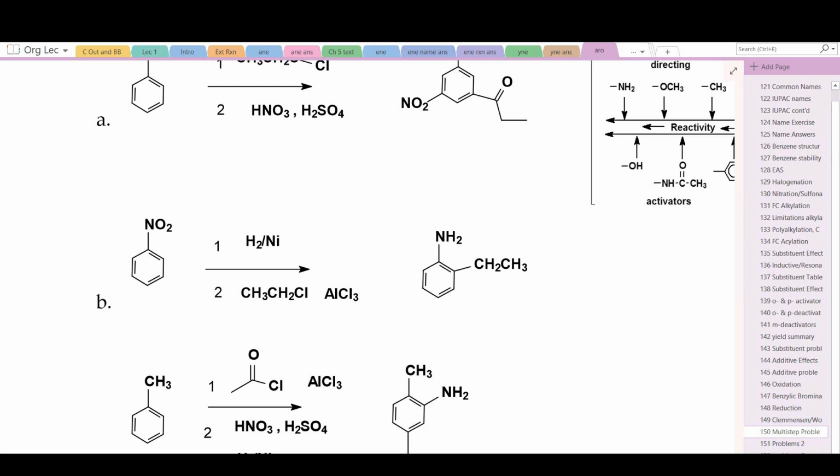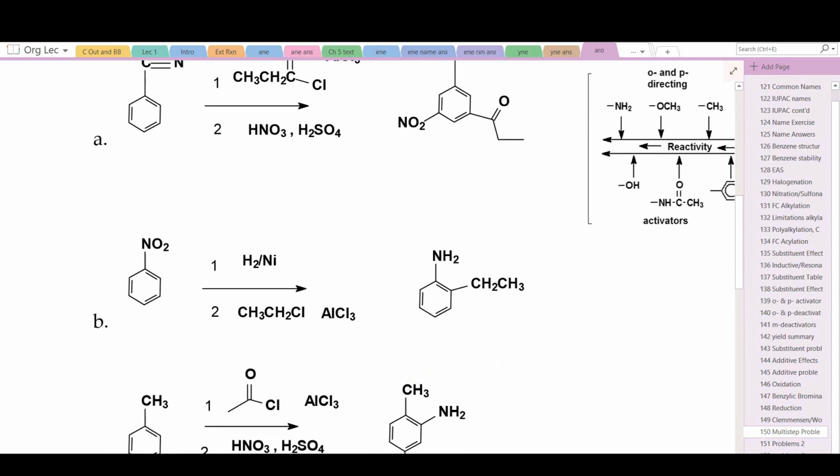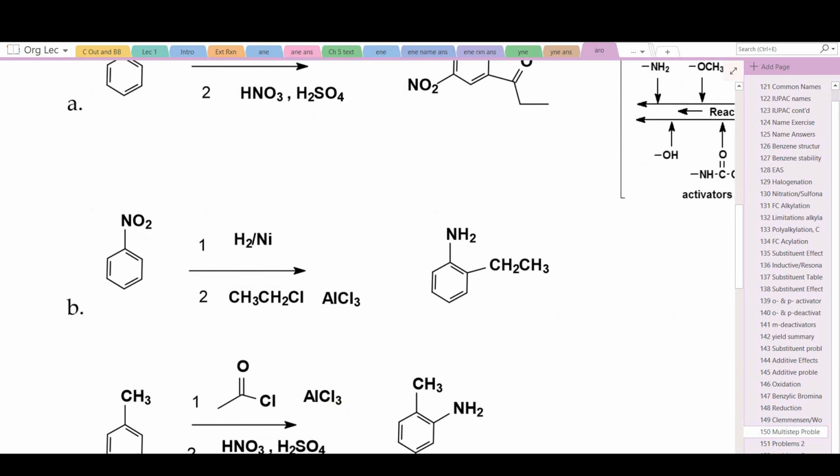Well, do you recall that the amino group, of all the activators, is the strongest of activators. In fact, it's such a strong activator, it's actually a Lewis base. And it reacts with aluminum chloride. And what winds up then is an ammonium cation, which becomes electron withdrawing, and any further Friedel-Crafts reaction will fail. The second reaction will not work because the amino group actually reacts with the catalyst rather than with the alkyl chloride.